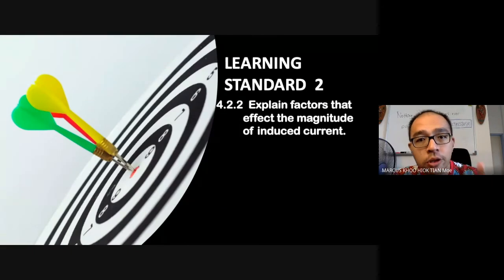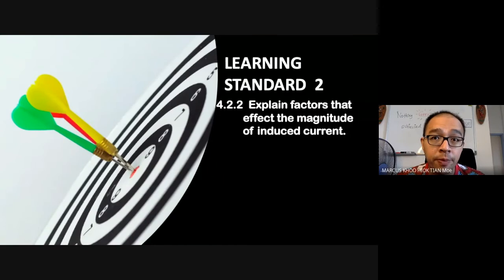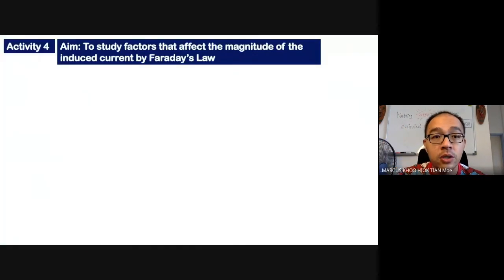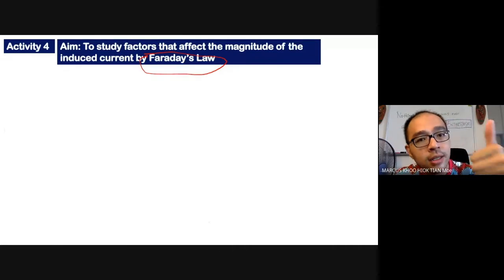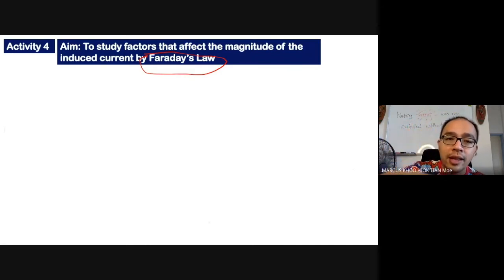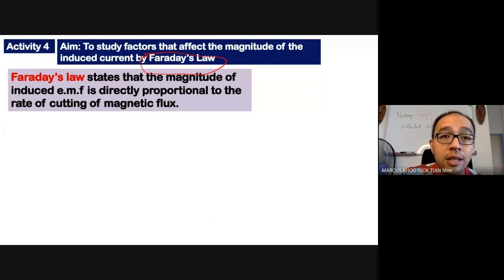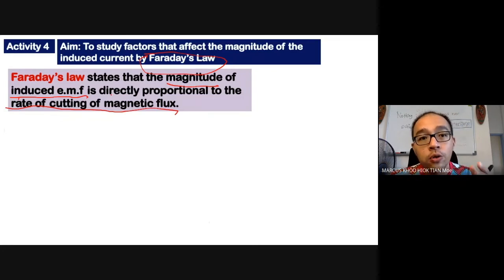Right. We need to talk about the factors that affect the magnitude of the induced current. How do you make the current become bigger? We do this by looking at this law called Faraday's law. So today is pretty heavy. There are things you need to cover: the right-hand grip rule, Fleming's right-hand rule, Lenz's law, and now Faraday's law. Faraday's law states that the magnitude of the induced EMF is directly proportional to the rate of the cutting of magnetic flux. It is directly proportional to the rate of cutting of magnetic flux. The more magnetic flux you can cut, the bigger your induced EMF will be. Basically, that's it. The bigger the rate of the cutting of magnetic flux, the bigger the magnitude of EMF.